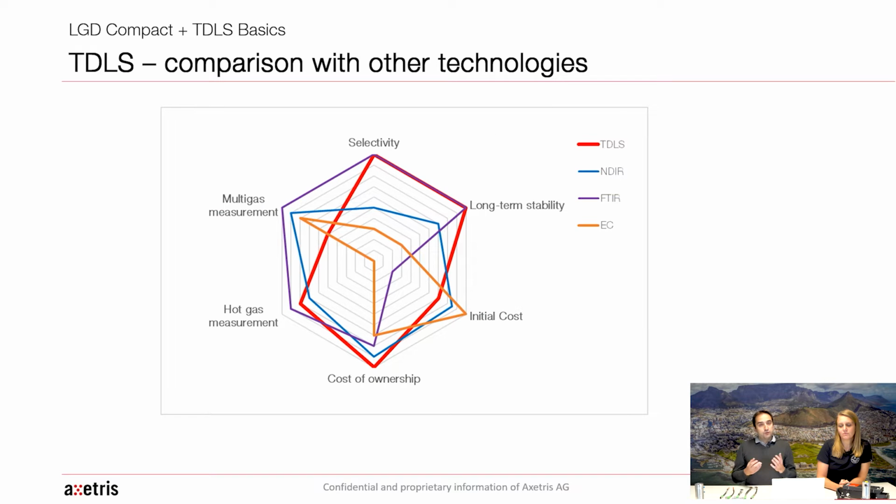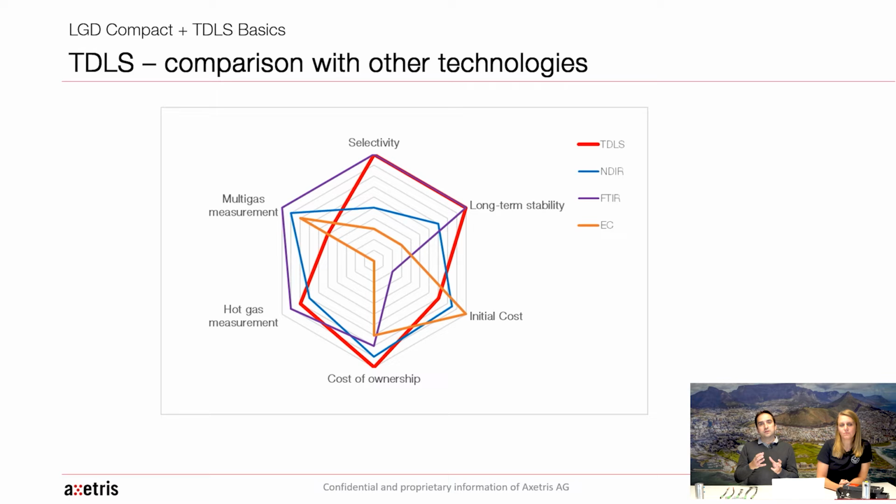And if you compare to the TDLS in this graph, you take some points of interest, like the selectivity, the long-term stability, the initial or acquisition cost, and the cost of ownership. So do you have to change parts many times, a lot of maintenance? Another point is the hot gas measurement and the multi-gas measurement possibility.